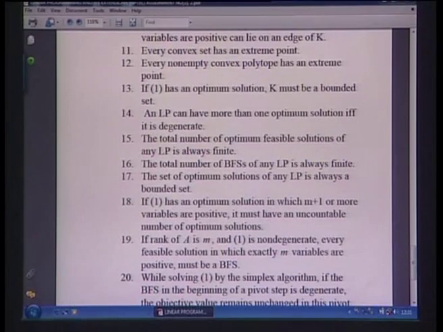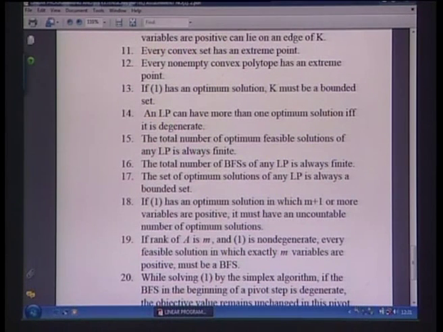So this is what is being said here, that if you have a set of optimum solutions of any LP, then obviously it has to be a bounded set. Okay. And 18, if one has an optimum solution in which m plus 1 or more variables are positive, it must have an uncountable number of optimum solutions.